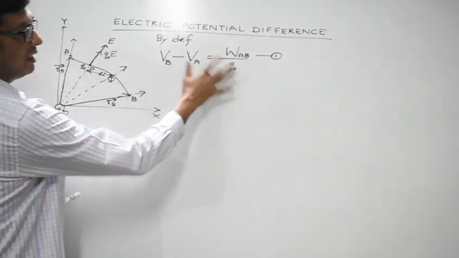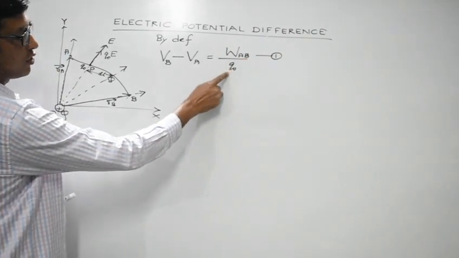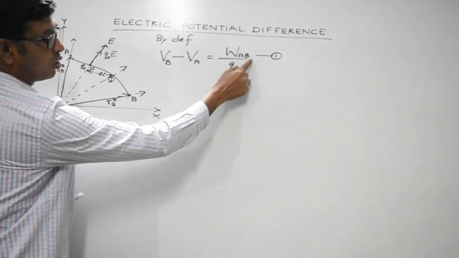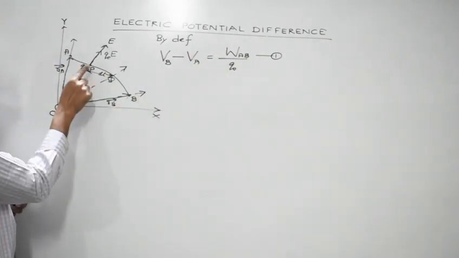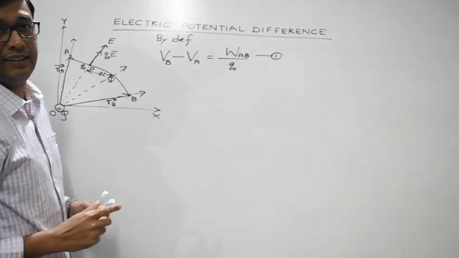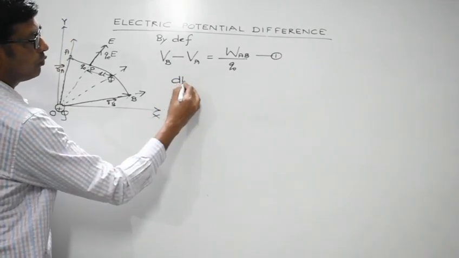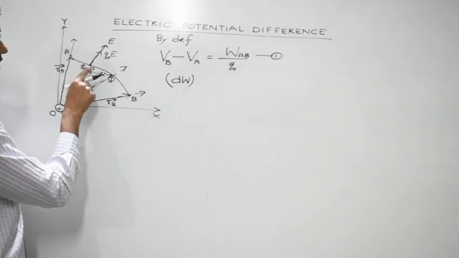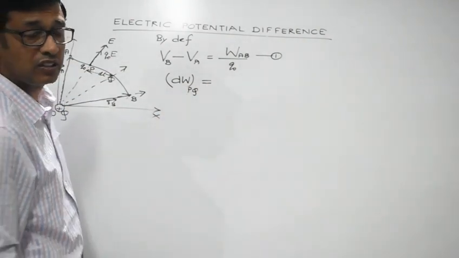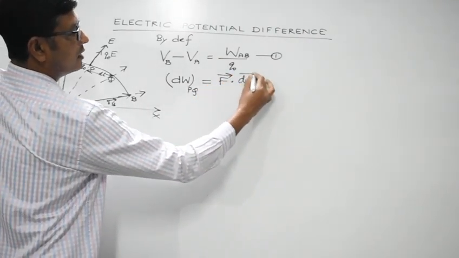In order to obtain the expression, we need to find the total work done required to move this charge Q0 from point A to point B. To find the total work done, we first calculate the small amount of work done in moving the charge Q0 from P to Q through a small distance dl, without any acceleration. This small amount of work done is given by the scalar product of force and displacement.